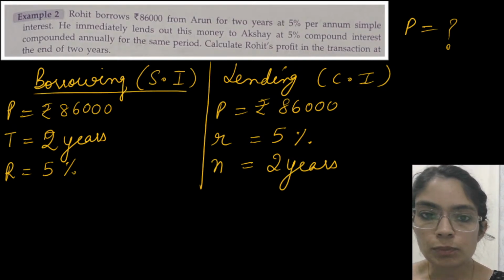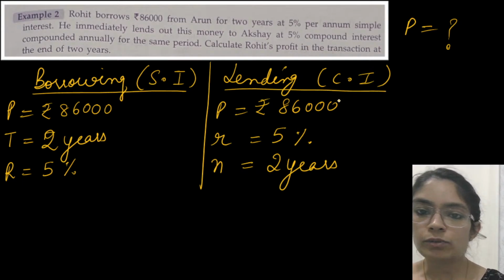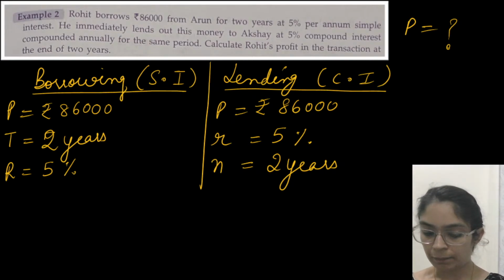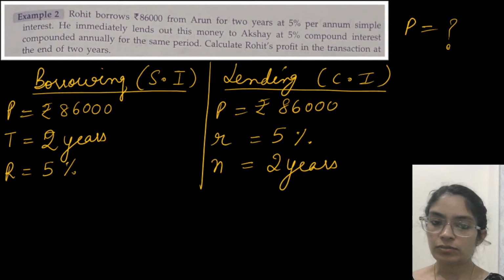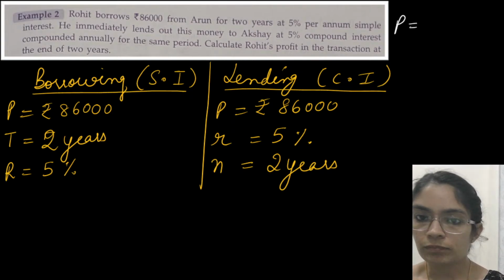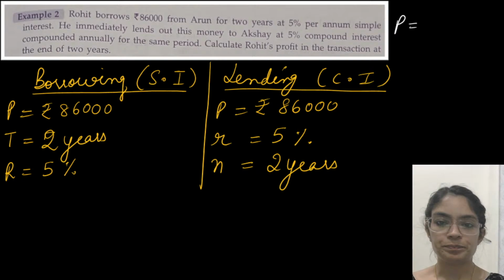Here one person is borrowing some money at simple interest and the same money is lent to some other person at compound interest. Now we have to calculate the profit, how much he has earned, how much he has gained. So how to find profit? We should have the idea of how to find profit.